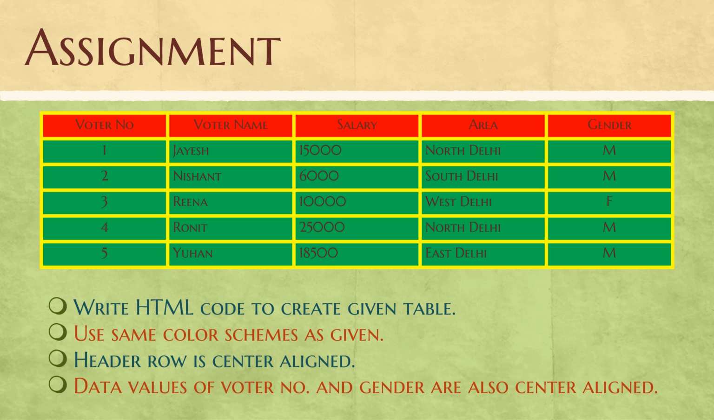Then the data values of voter number and gender are also center aligned. That means these 1, 2, 3, 4, 5 and the gender values MMF, MM, all these values are center aligned. So you will use the align attribute in the TD tag. Okay.